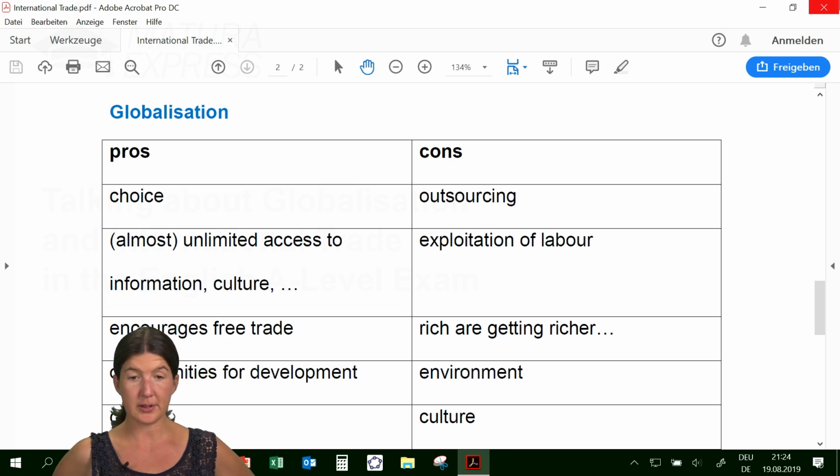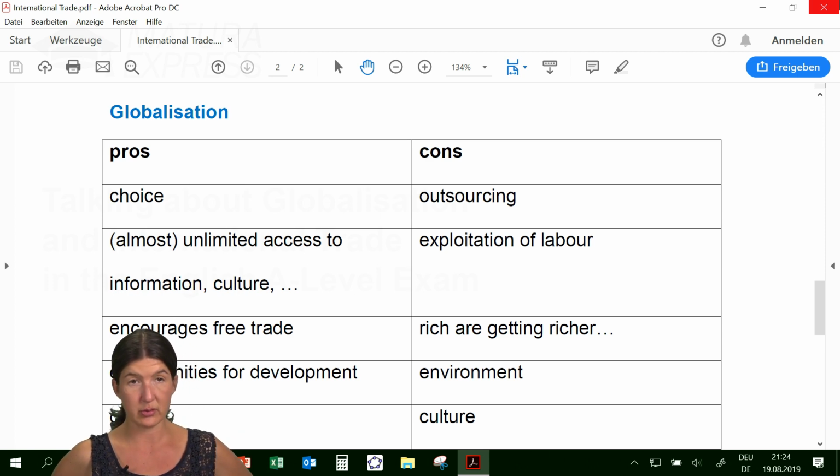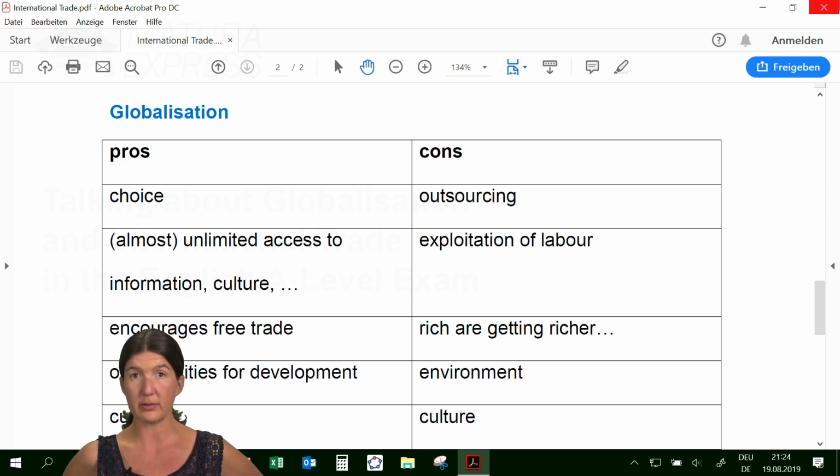The cons, there's a lot of outsourcing going on. That means that mainly labor is outsourced. Big companies go to cheaper countries where they don't have to pay that much to their workers, and where the regulations in terms of safety and working conditions and environmental standards are lower. So if an Austrian company outsources to, I don't know, where do we outsource to? Poland, for example, the wages are not that high.